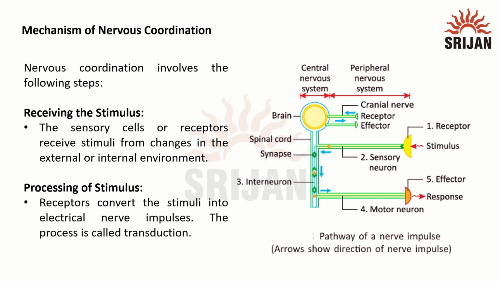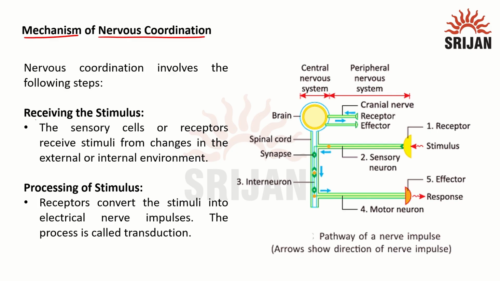In this video, we will learn about the mechanism of nervous coordination. We know that the nerves will carry sensory information from the sense organs to the CNS, and processing occurs in the CNS, and then it gives the response signal to the muscle or gland through the motor neuron. Now, how does it happen?